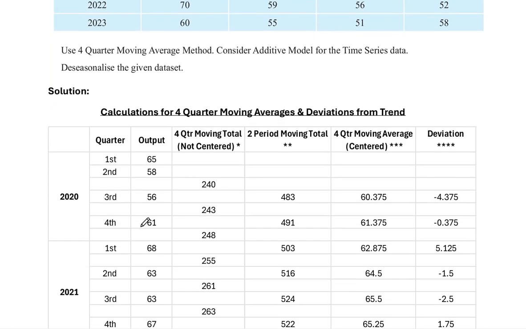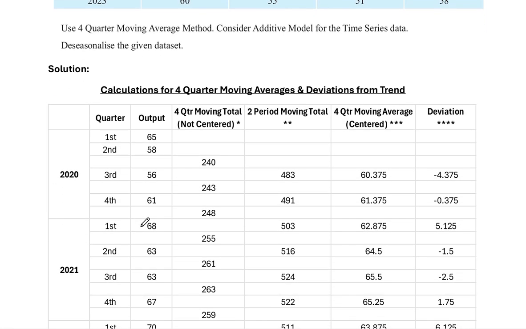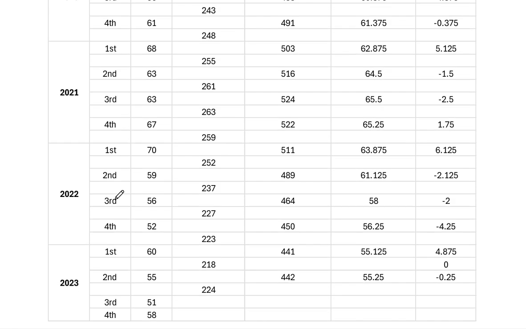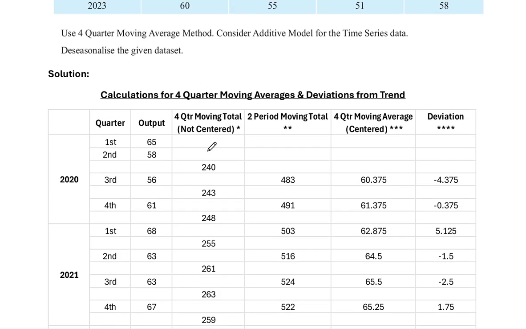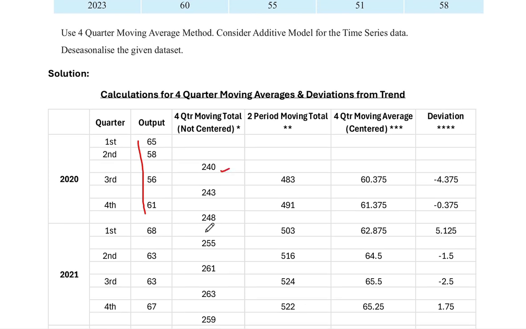First step is very simple. We need to just make a simple table where we will write down output data by each quarter wise for entire year up to 2023. So in this, our first step is 4-quarter moving total, which is not centered. For this, we will add the first 4 output details like 65 plus 58 plus 56 plus 61. So our 4-quarter moving total will be 240.